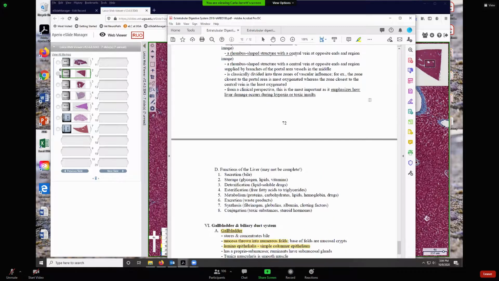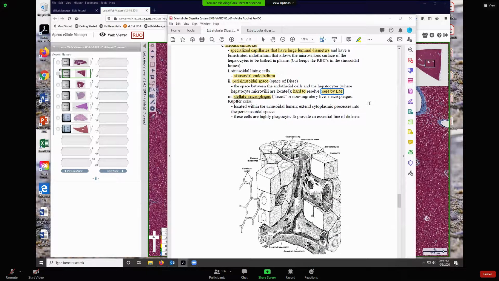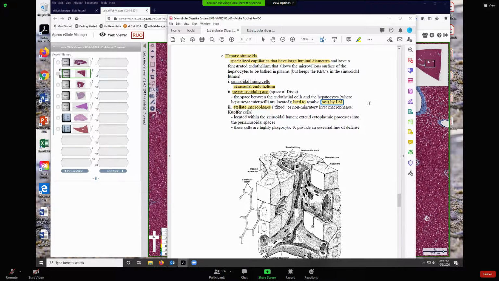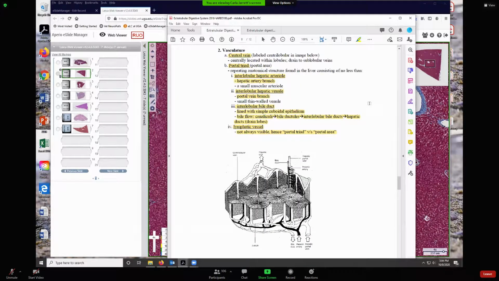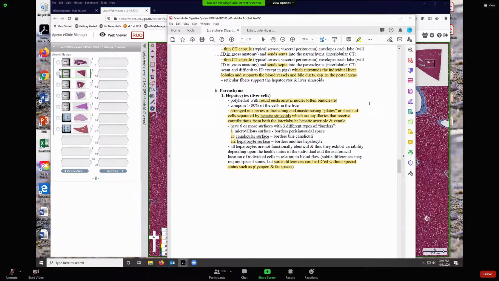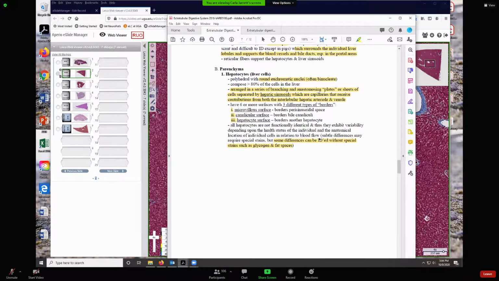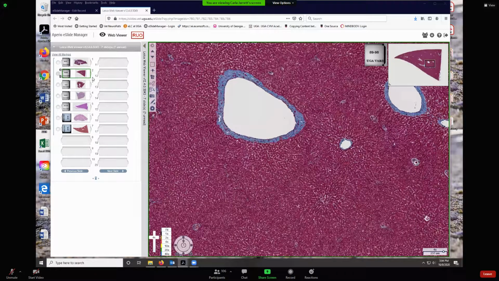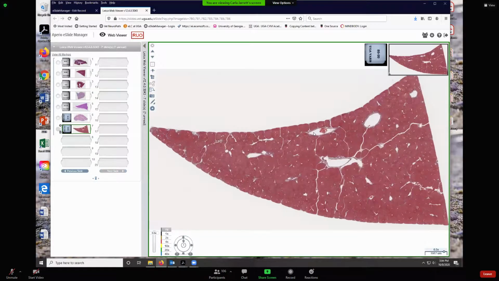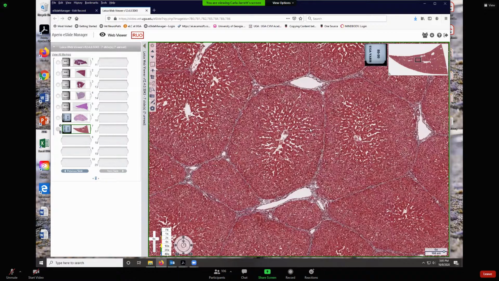Let's see, there was a mention in here about storage of glycogen and lipids. And I thought I had it highlighted somewhere. Yeah. Some differences can be ID'd without special stains, such as glycogen and fat spaces. So I wanted to show you that. We'll go back to Mr. Pig. We'll zoom in to a classic lobule.